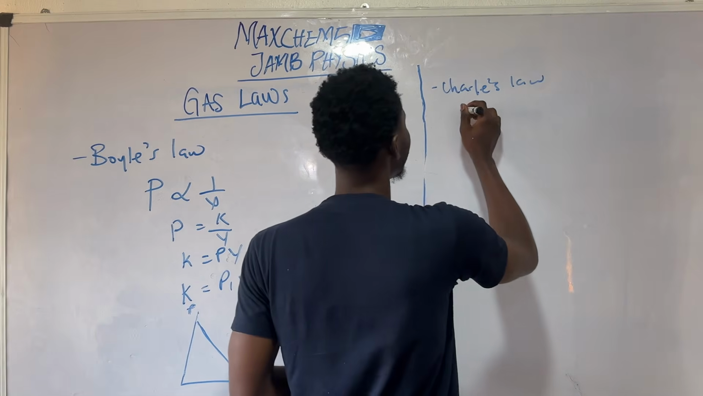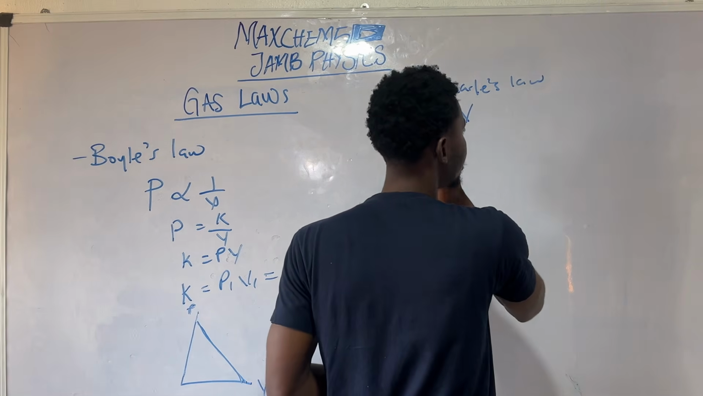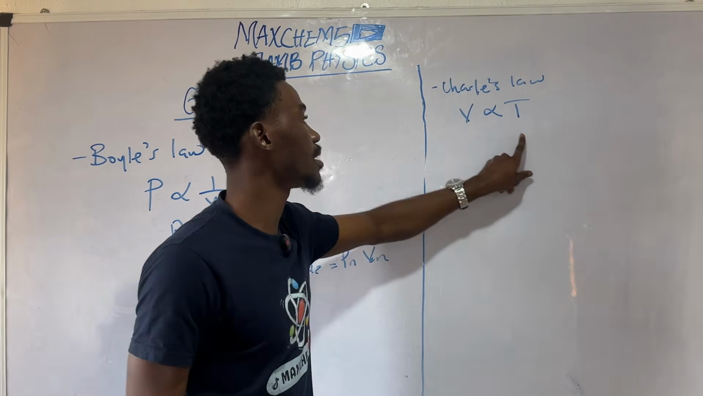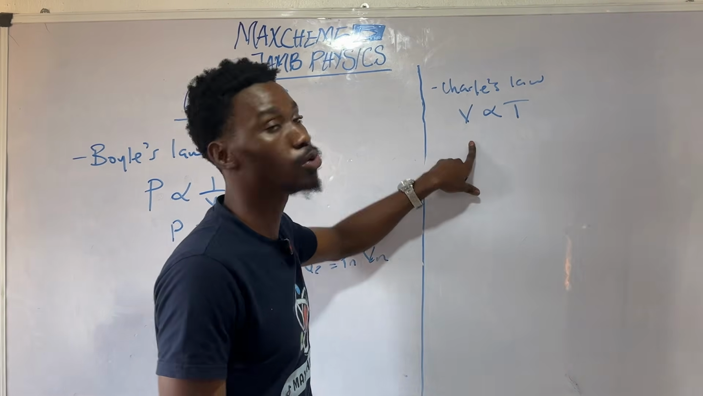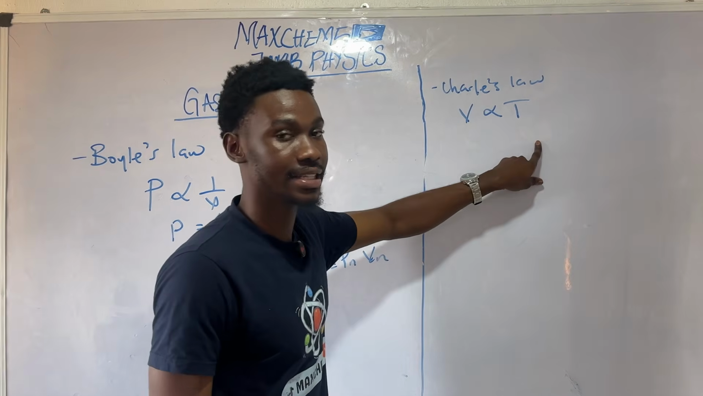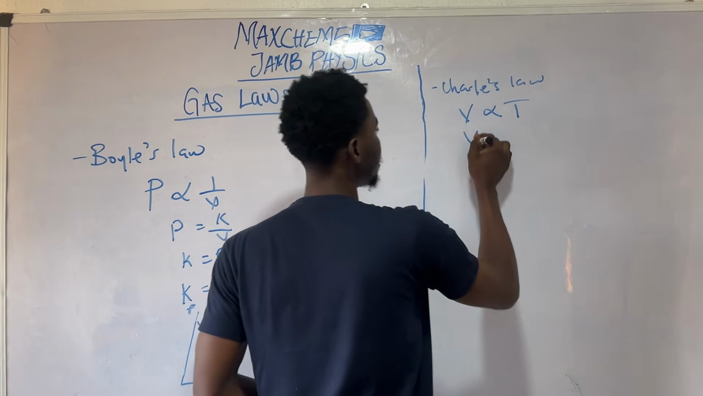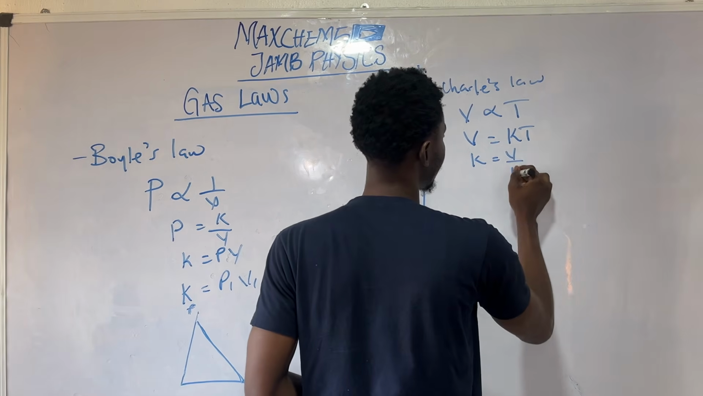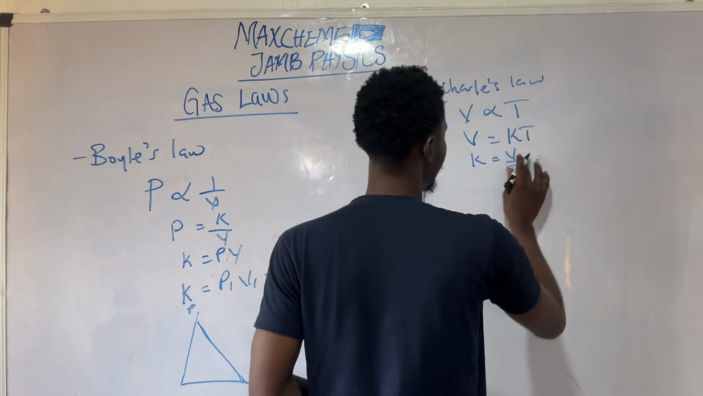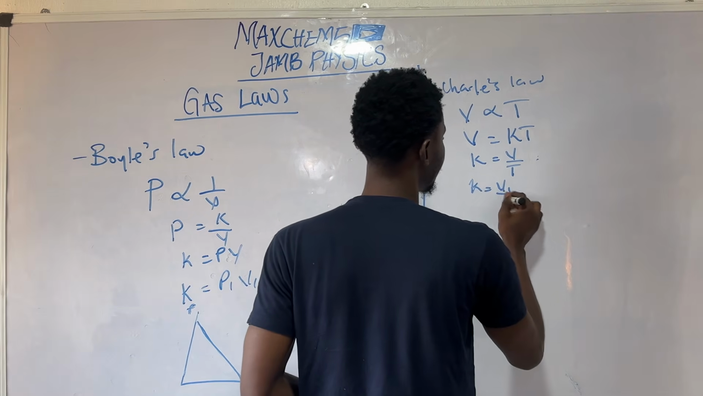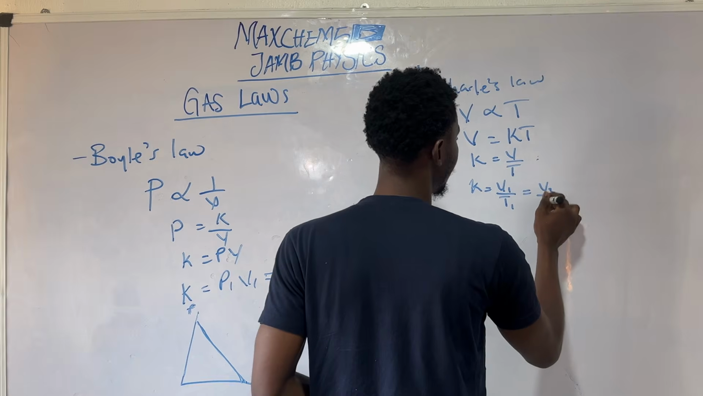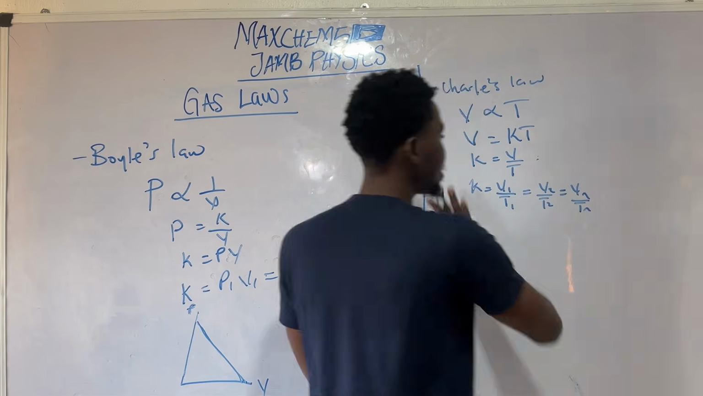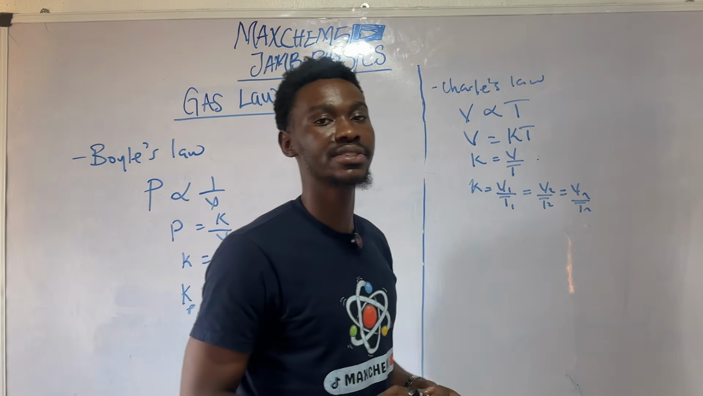So mathematically, the way to write Charles' law would be V is directly proportional to T. That means an increase in temperature would lead to an increase in volume. So V is equal to KT. So you can say K is V over T, and K can be written as V1 over T1 is equal to V2 over T2 is equal to Vn over Tn. So this is the mathematical way of describing Charles' law.